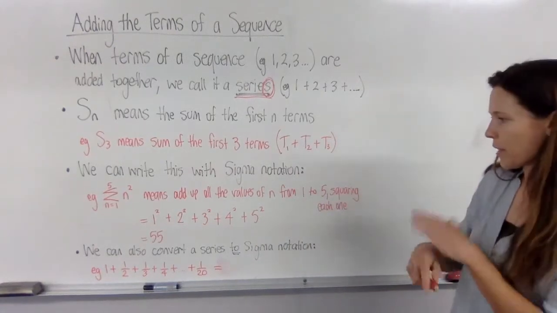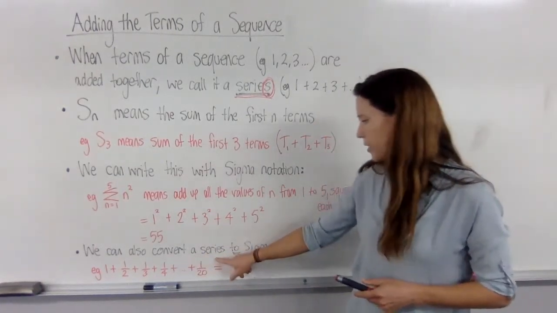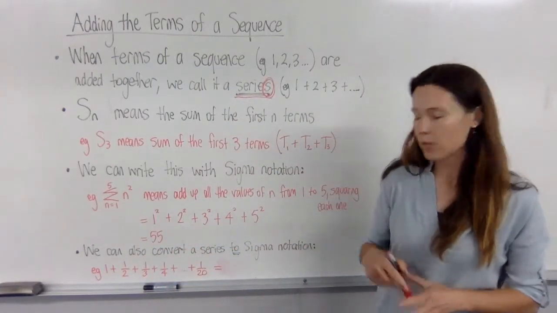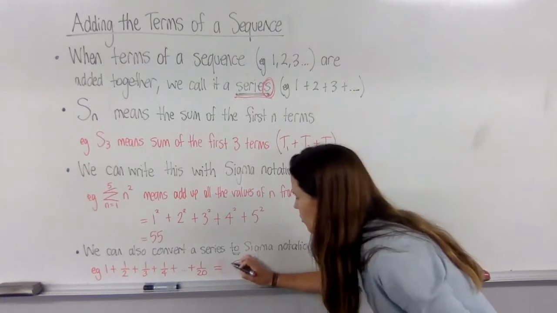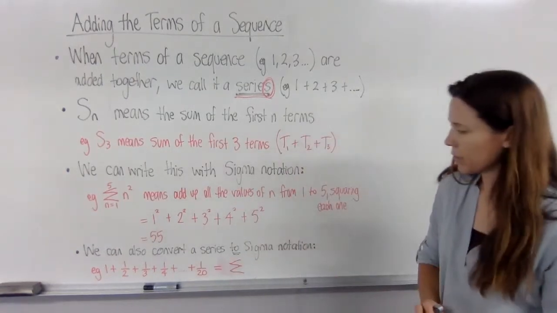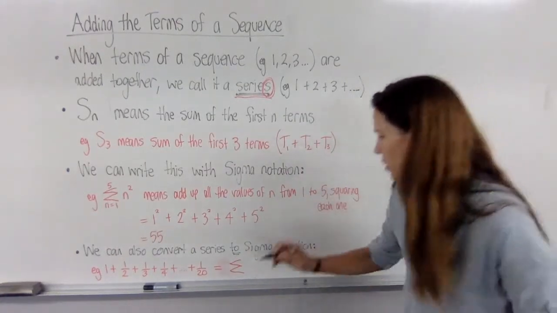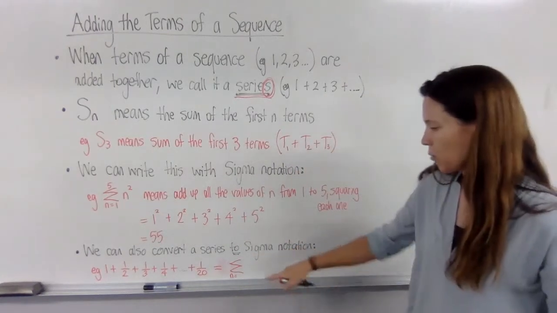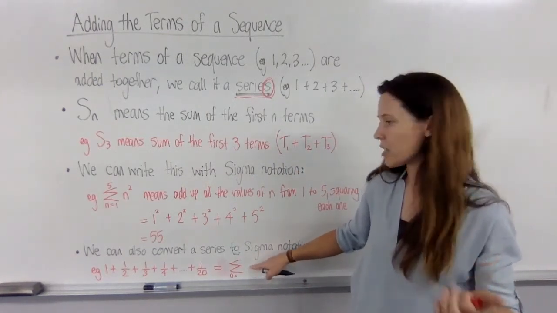Now you can also go back the other way. We can convert a series that's written out with the plus signs into sigma notation. So let's have a look at how to do that. First, write your big sigma sign, and then think, well, what n values have we got? What are we starting with, and what are we going up to? And what's the pattern? So you really need to spot a pattern here.